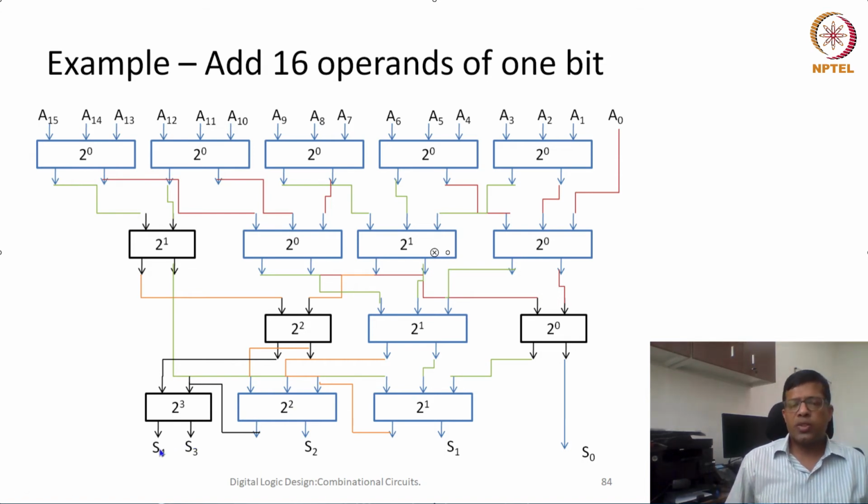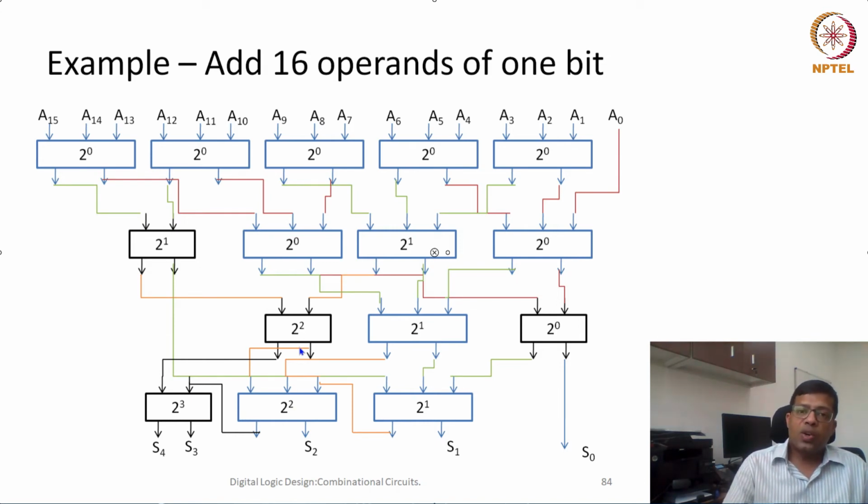As we know, if we are adding 16 operands, and all of them are 1, then the output is going to be 5 bits long. So I would require 5 bits to represent all that. Now we see the last stage is the only stage where we are propagating the carry. In all other stages we are saving, and we are simply forwarding to the next stage.